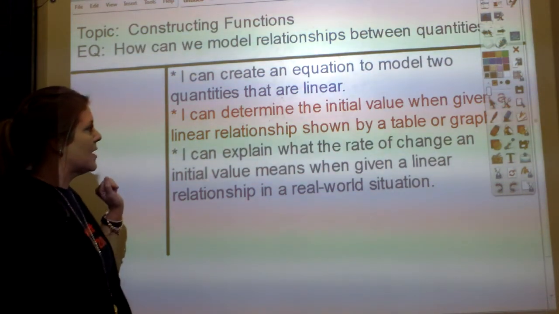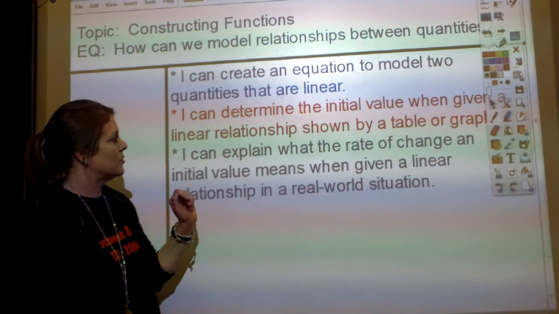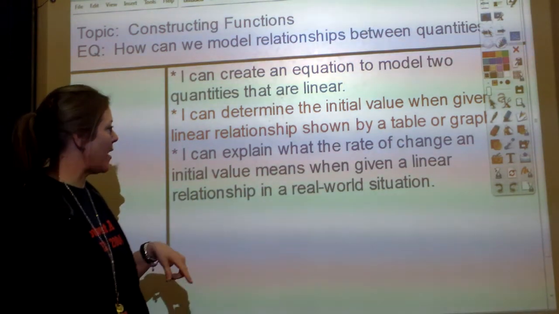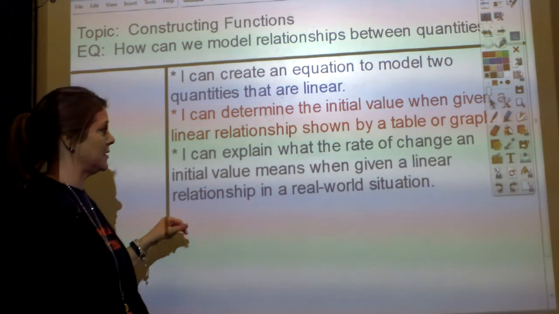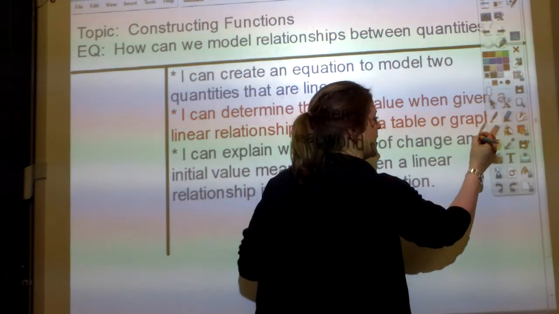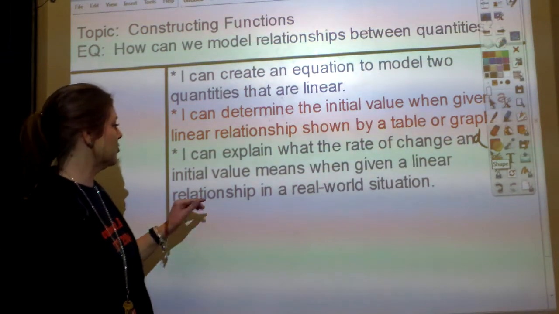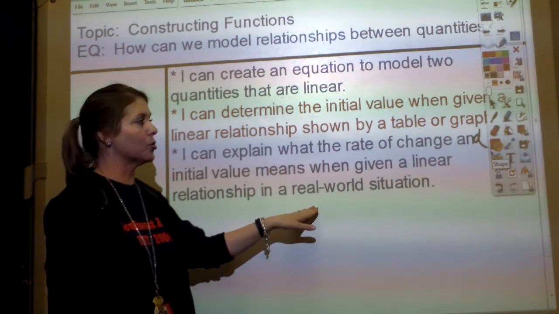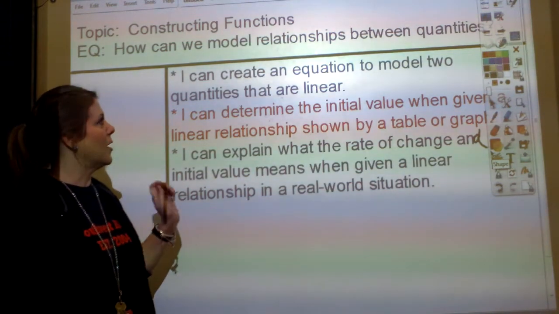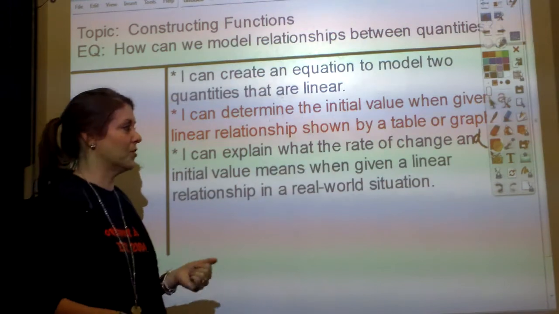I can determine the initial value when given a linear relationship shown by a table or graph. I can explain what the rate of change and initial value mean when given a linear relationship in a real world situation. So kind of a reflection of everything that's building up with these functions.